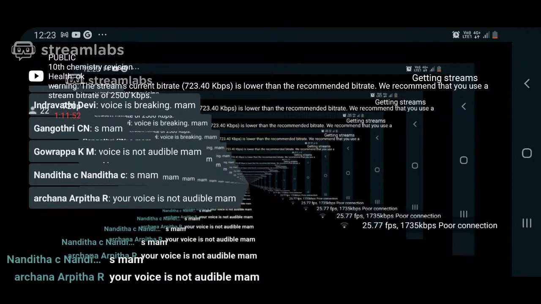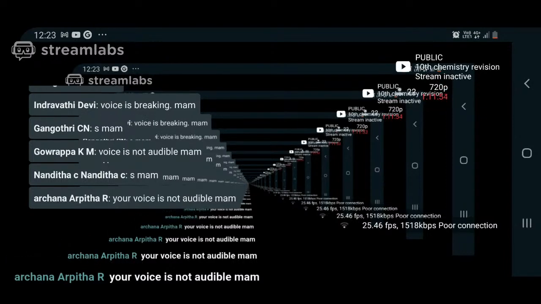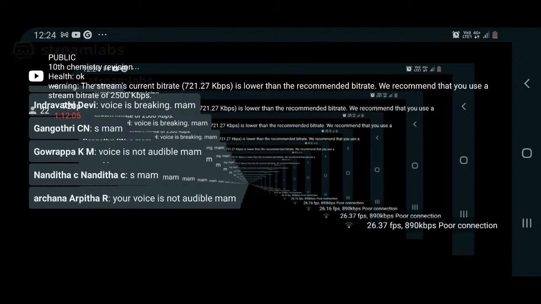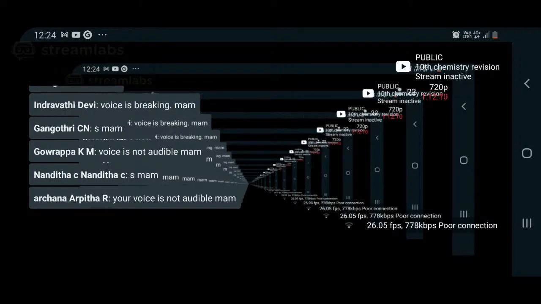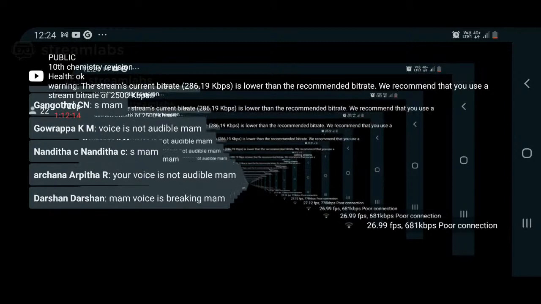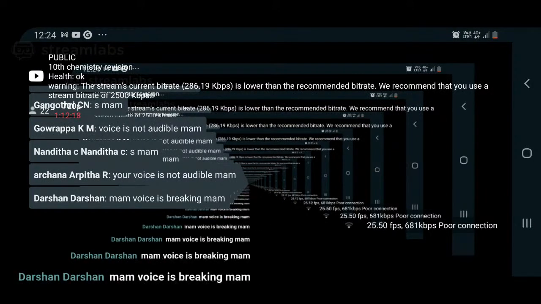Ethanol is better. Ethanol can be replaced as a fuel. Methanol is poisonous. It affects the optic nerve, causing blindness. It cannot be consumed. Okay, this is about ethanol. And the next one is ethanoic acid.